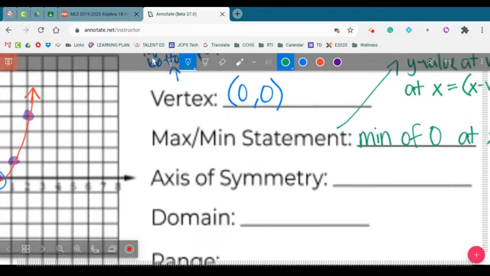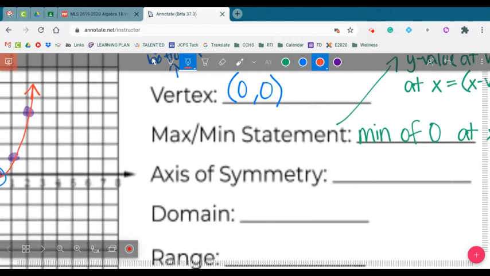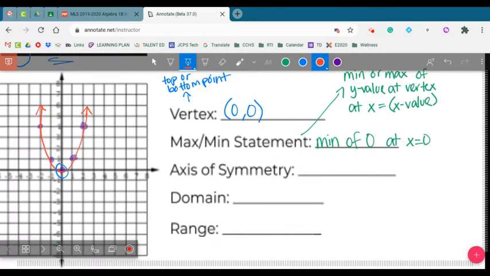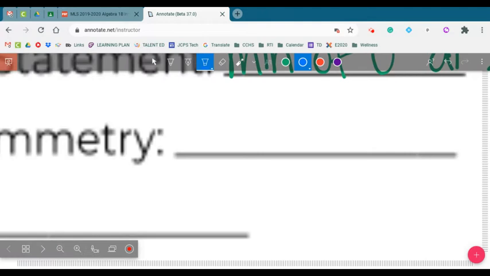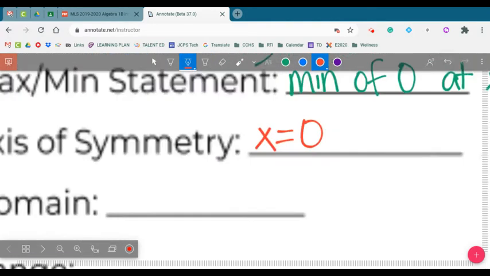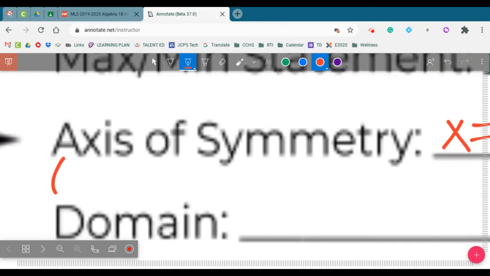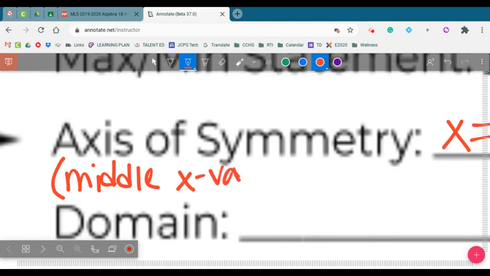Your axis of symmetry is your x value at your vertex, or we like to call it this imaginary line that goes down the middle. So it's going to be your x. For this one, it's going to be x equals 0. It is your middle x value, I'm going to call it.